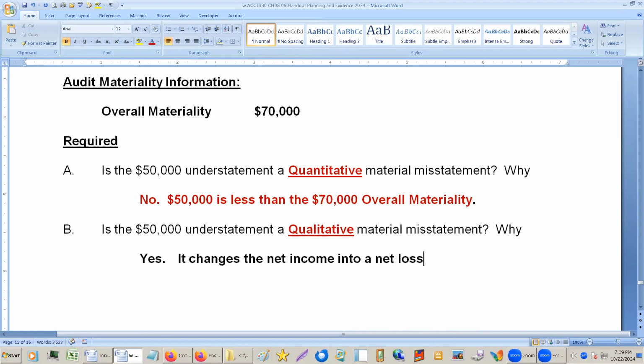Net income into a net loss, or you could also say it reverses a trend, depending on what it is, but it changes the net income into a net loss. And a company that's profitable is deemed much differently than a company that is not profitable.